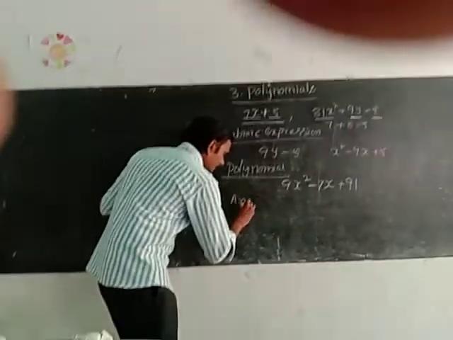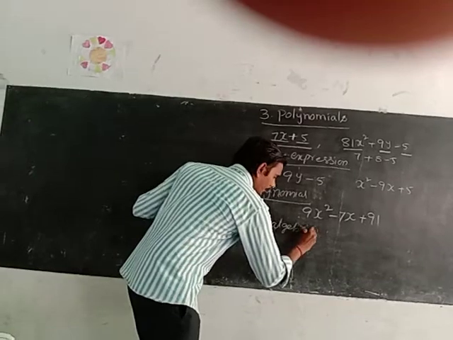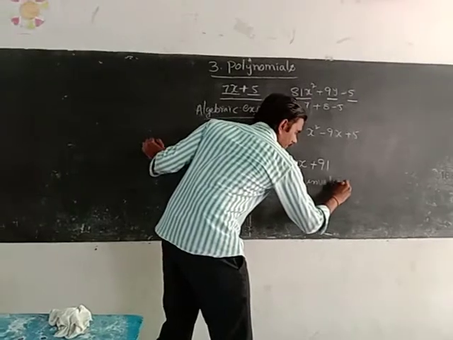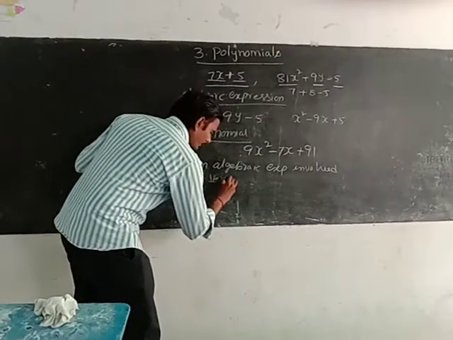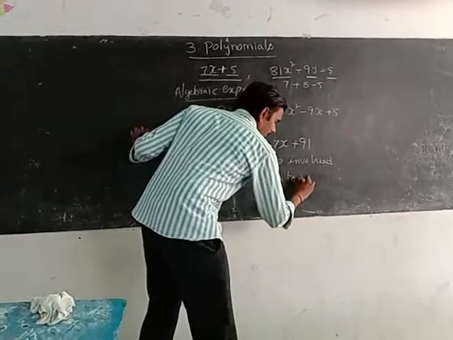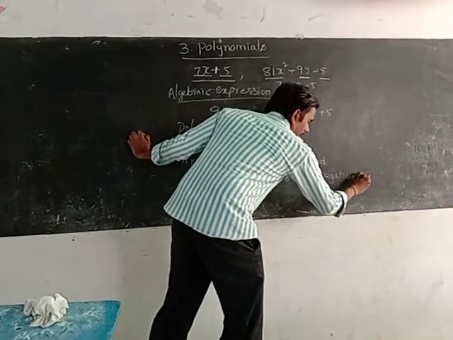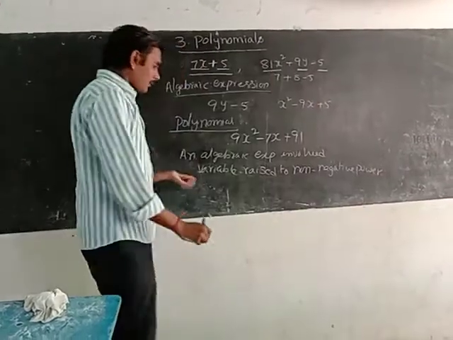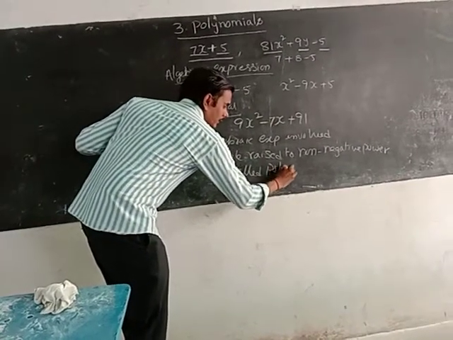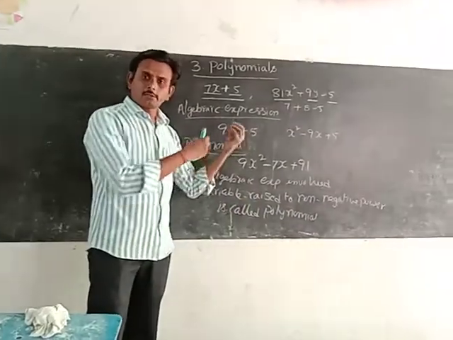An algebraic expression involving variables raised to non-negative power is called a polynomial. Whenever a non-negative integral power is there, that is called a polynomial.